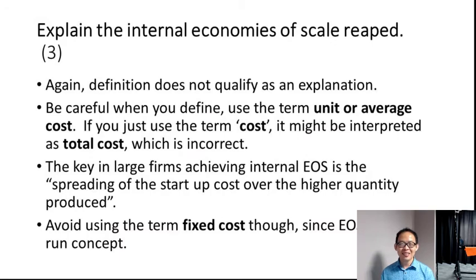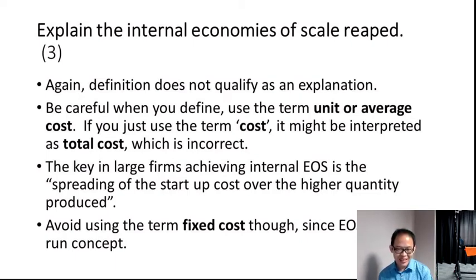Next question, explain the internal economies of scale route. Again, take note that a definition does not qualify as an explanation. And when you want to define internal EOS, please be careful to use the proper term. Use the term unit cost or average cost. If you just use the term cost, it might be interpreted as total cost, which is incorrect, because larger firms always have a larger total cost, but larger firms can have a lower unit or average cost.